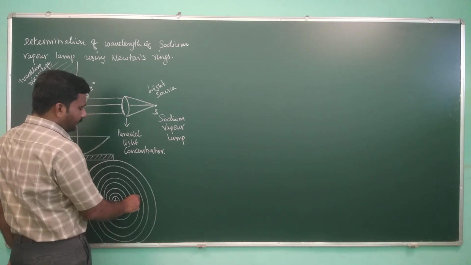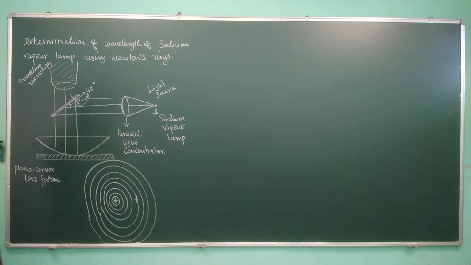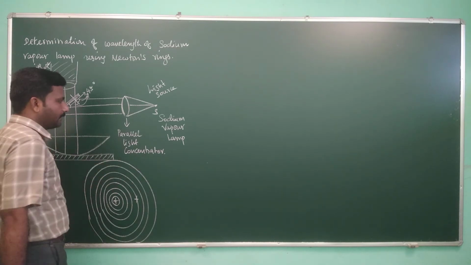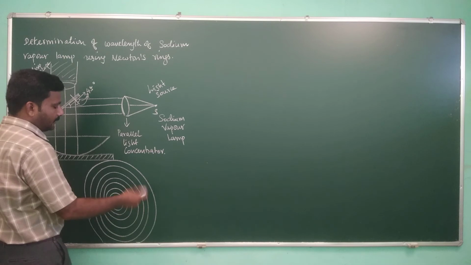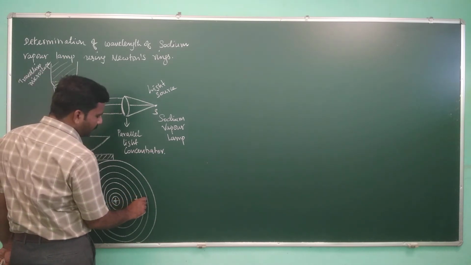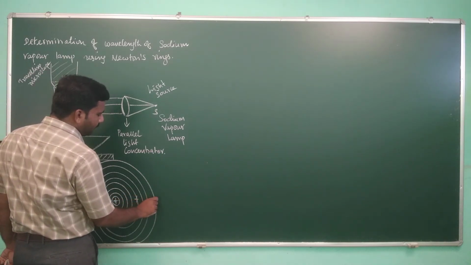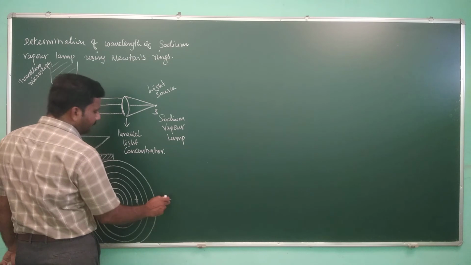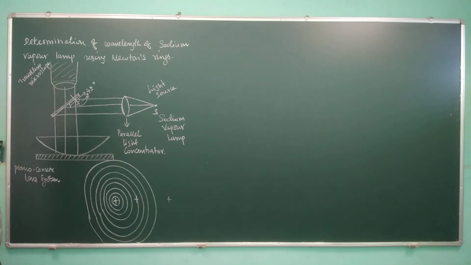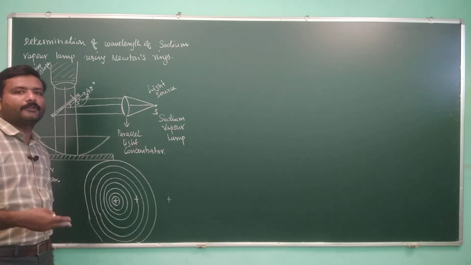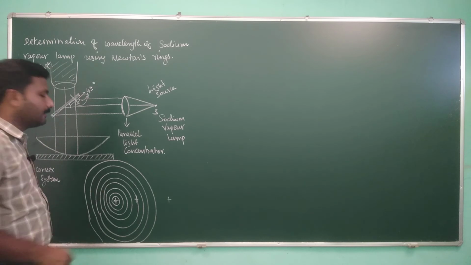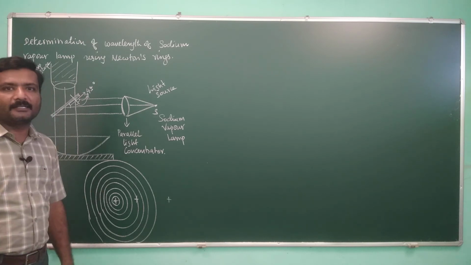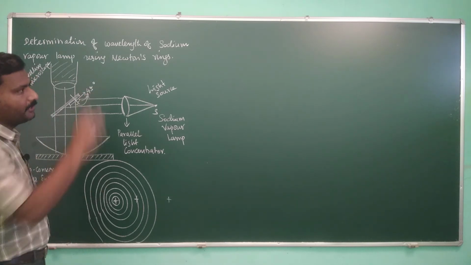Then you can take the reading: main scale reading, vernier scale reading, total reading in the horizontal scale of the traveling microscope. You have noted it down. Then again you can move it for another five. So this is 6, 7, 8, 9, 10. Let's move to the 10th ring. We have to note the reading. So for every 5 rings, we have to take the traveling microscope's horizontal readings. We have to put it in the table.